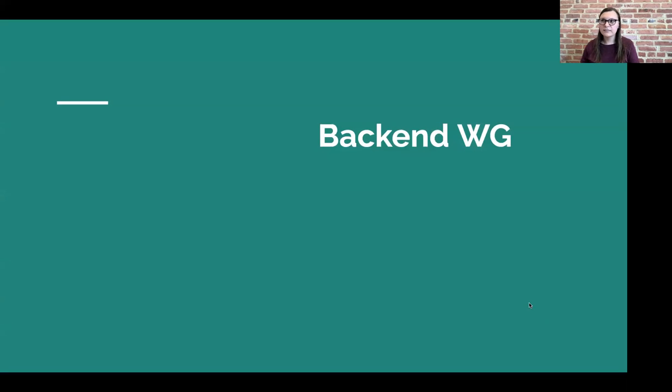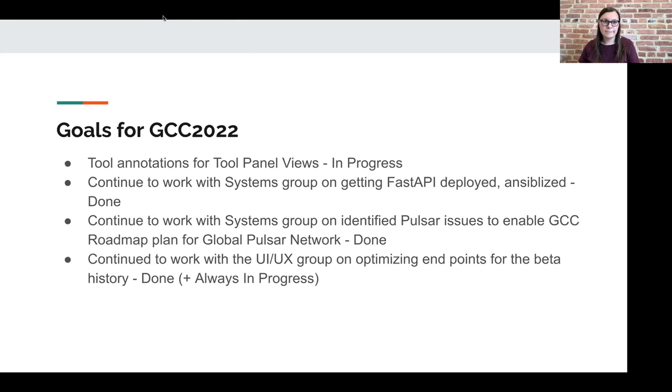Backend working group. Yeah, so these were the goals for GCC. That's ongoing collaboration of the tools working group. We pretty much have FastAPI deployed and unspecialized. I think Nate's putting in the last few tweaks, but usegalaxy.org is now running with FastAPI. I think the systems group didn't really mention a lot of things that need to be fixed on Pulsar, so I assume that's either done or in progress, but there wasn't much that had to be done.